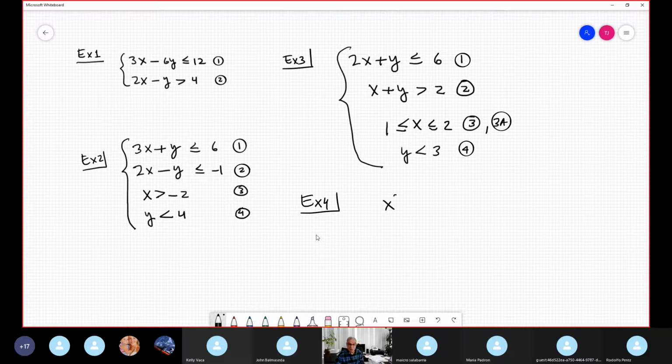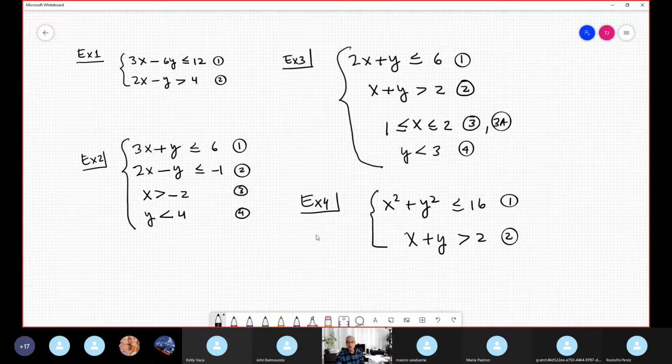This is x squared plus y squared, non-linear, less than or equal to 16. Inequality number 1, and x plus y greater than 2. Inequality number 2. So we have in this case only 2 inequalities. The first example has 2 inequalities, the second 4, and the number 3 actually we have 5. In example 4 we have 2. But we are solving super fast because we open Desmos. System of inequalities, the name of this.